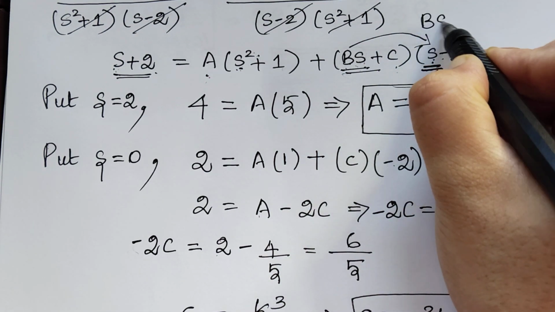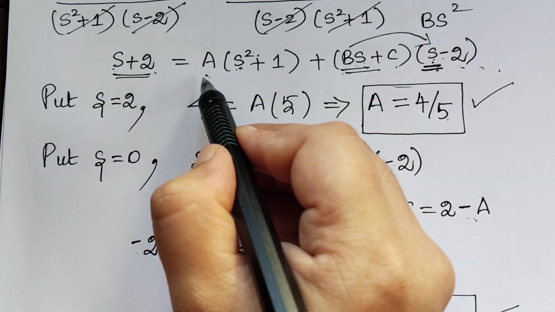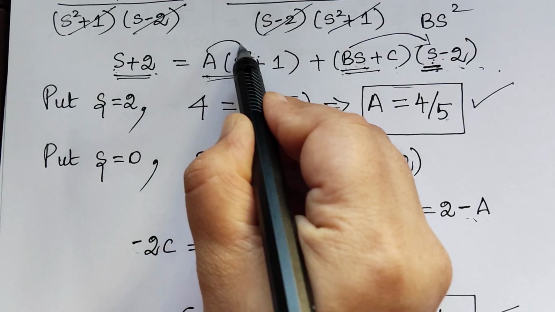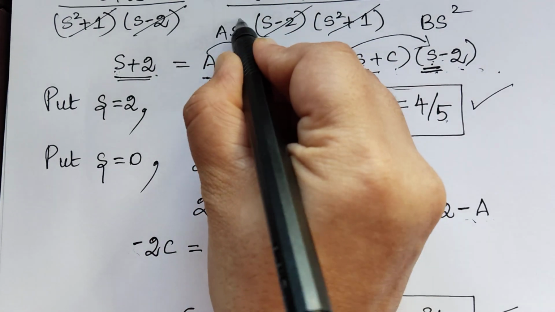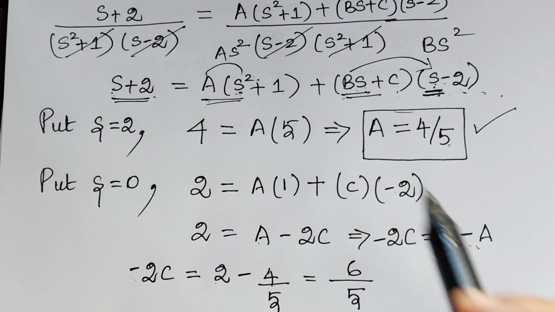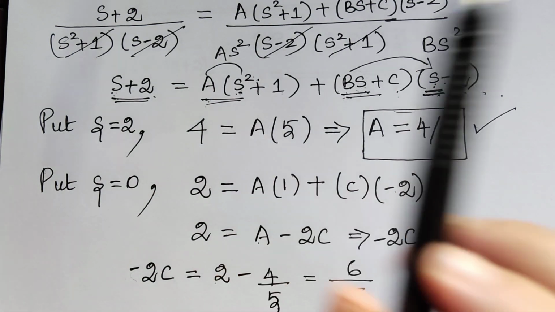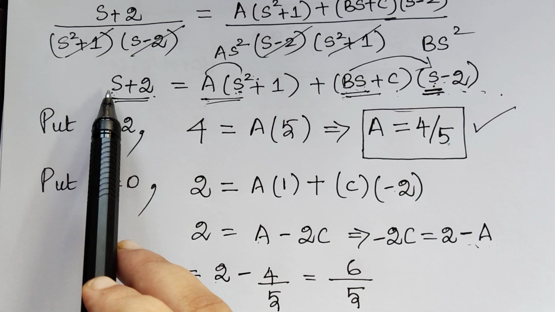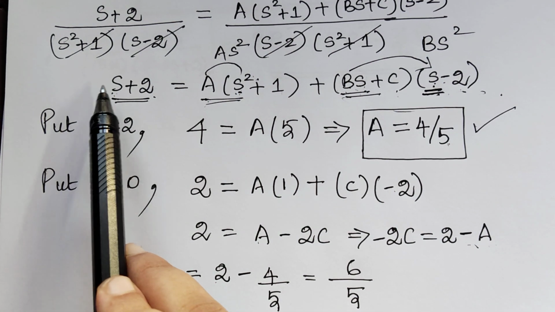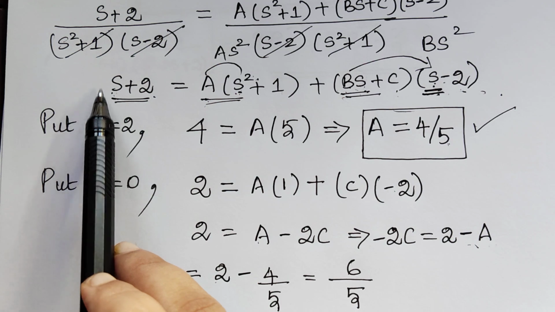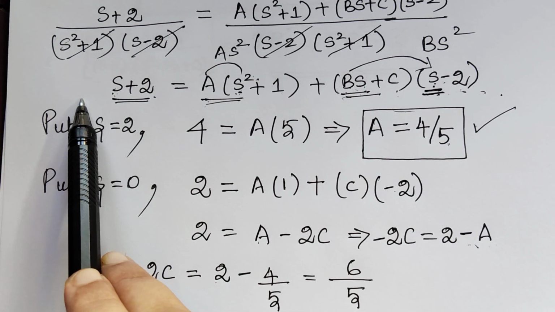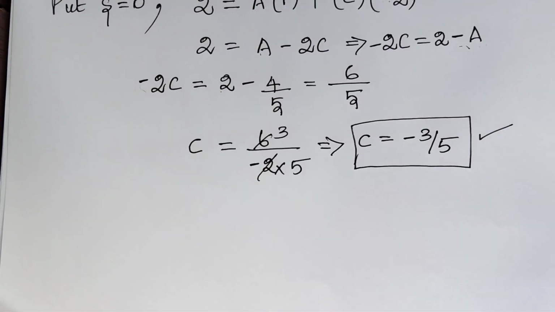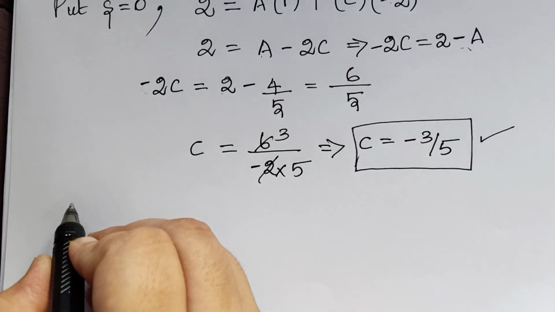So here you will have a bs square term, and here when you multiply a with s, you will have an as square term. So we are going to compare the coefficients of s square alone on the left hand side and right hand side as well. On the left, do you have an s square? No, we don't have an s square, which means the coefficient of s square is 0 over there. So on the left, the coefficient of s square is 0.